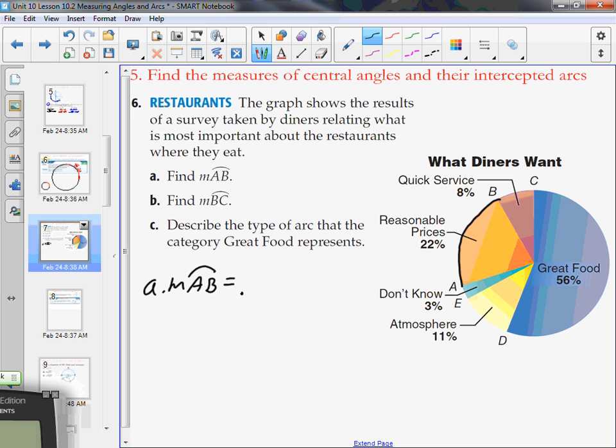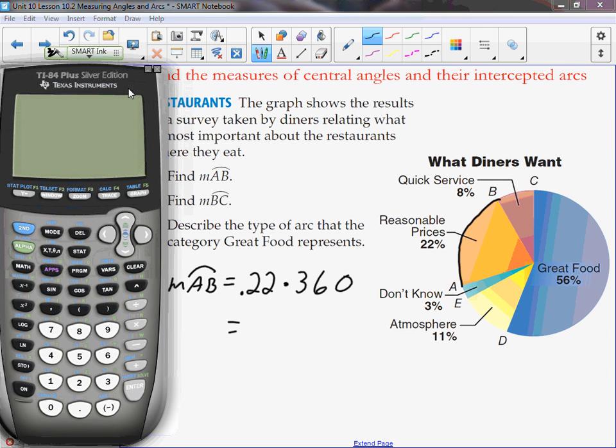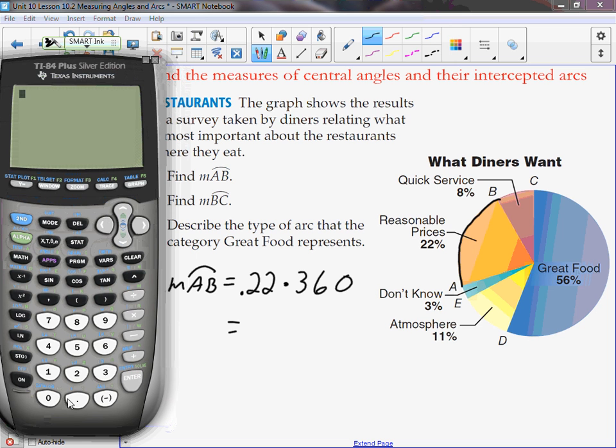Now, make sure that you change 22% to a decimal, 0.22, of. Sometimes we forget that of means times. Times 360. That's 22% of 360. And let's see what it is. 0.22 times 360, 79.2. Do part B.